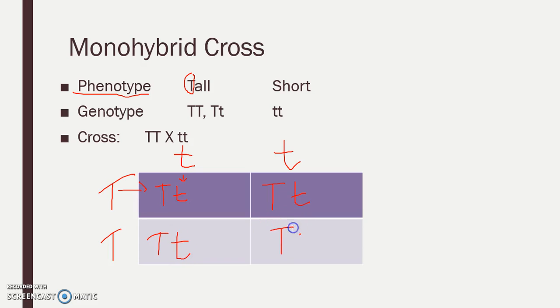So when you do this particular Punnett square, I get 4 big T, little t, or 4 tall plants. So I have a 100% chance of getting a tall pea plant. However, the F1 generation is all going to be heterozygotes.